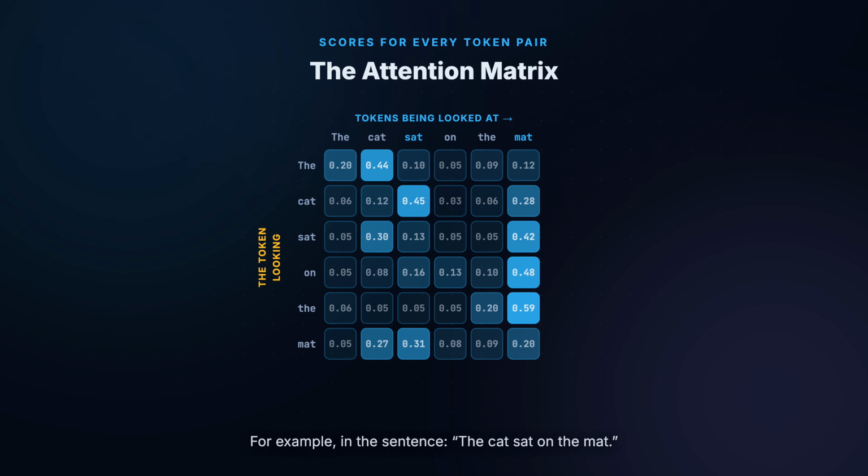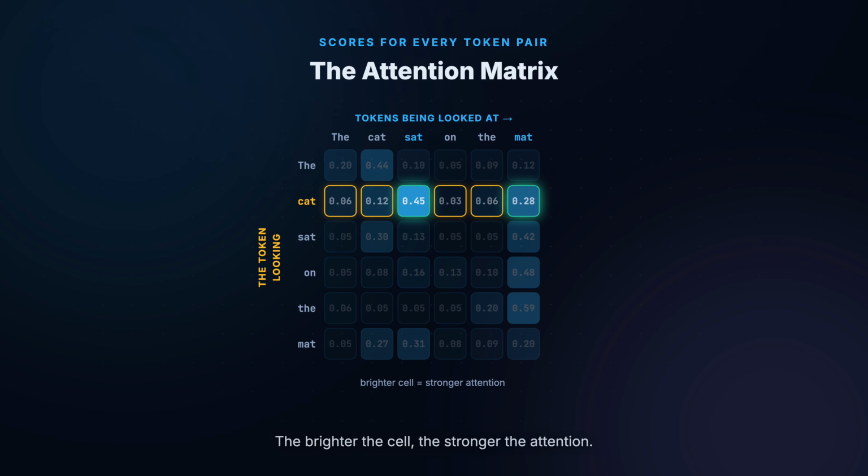For example, in the sentence "the cat sat on the mat," the token "cat" may pay strong attention to "sat" because that tells us what the cat did. It may also pay attention to "mat" because that helps complete the scene. The brighter the cell, the stronger the attention.